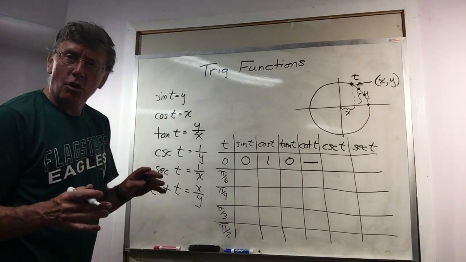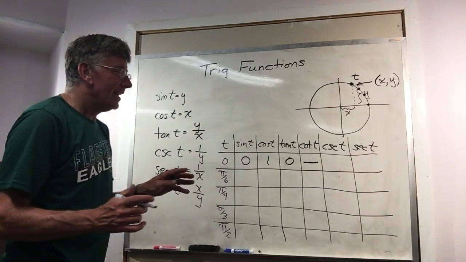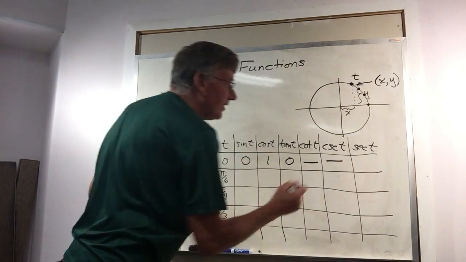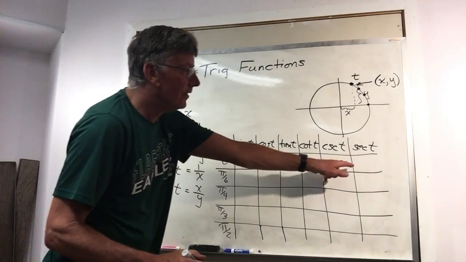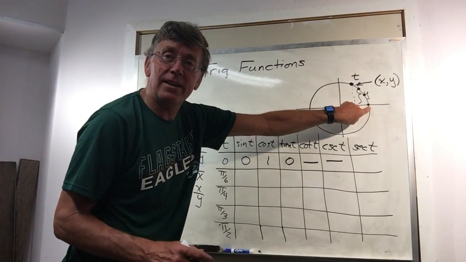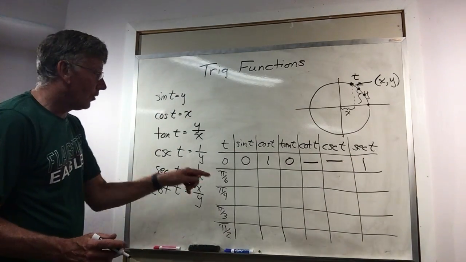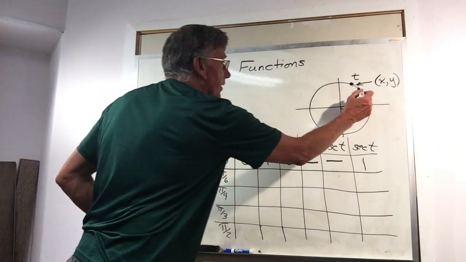Cosecant is 1 over y, 1 over 0, again, doesn't exist. Secant is 1 over x, in this case, it's 1 over 1, and it's 1. Let's go to pi over 6 up here.